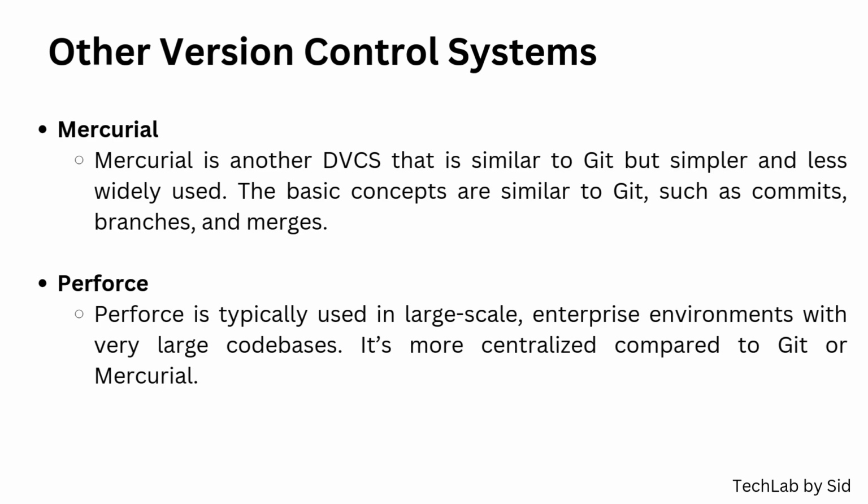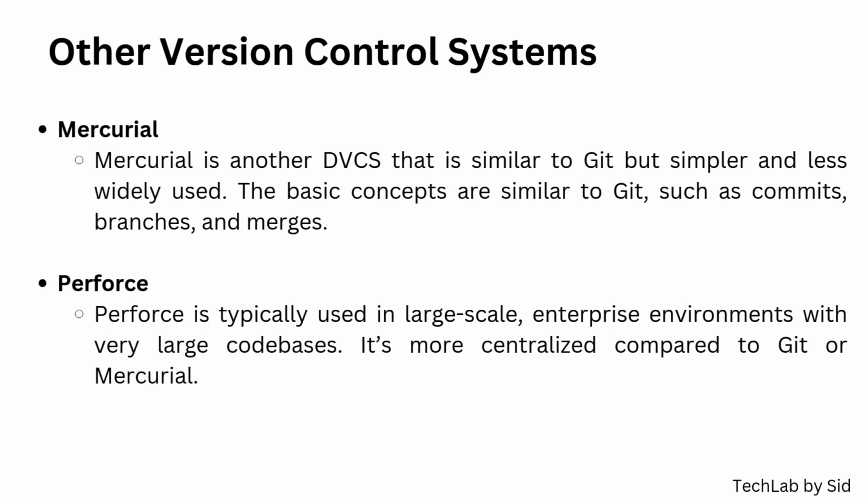Some other version control systems are Mercurial. Mercurial is a distributed version control system similar to Git but simpler and less widely adopted. Like Git, Mercurial supports basic version control concepts such as commits, branches, and merges, but it is designed to be easier to use for beginners or smaller teams.